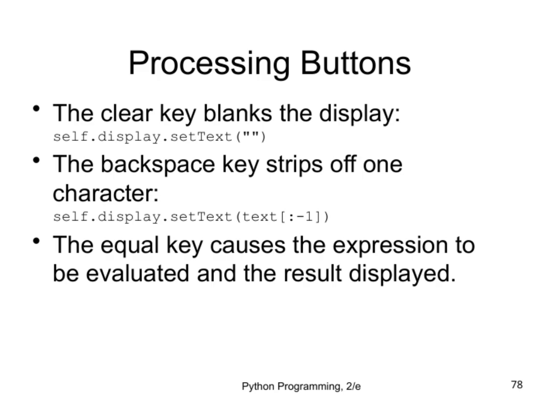And finally, the equal key. This is the moment where the magic happens. When you press it, the expression you've entered is evaluated, meaning Python calculates the result, and then that result is displayed on the screen. This ties everything together, showing the output of your calculations.